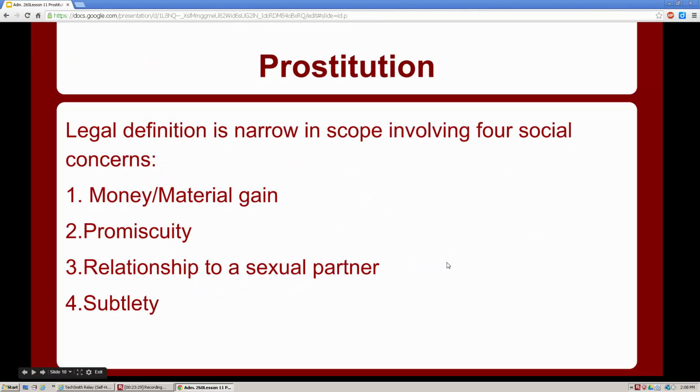The thing is, critics look at it and they complain about the way the law is read. It's narrow in scope, but it involves four social concerns: money or material gain, promiscuity, and relationship to a sexual partner, and subtlety, meaning it isn't that pronounced, that there is a certain amount of concealment engaged in this type of activity.